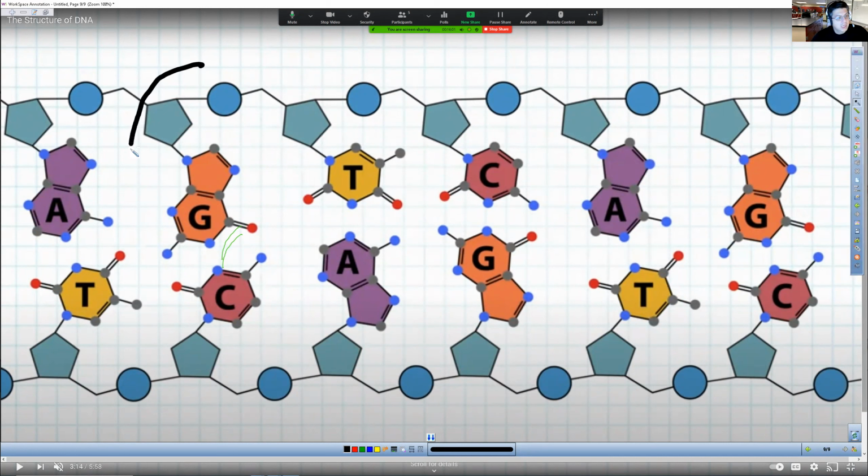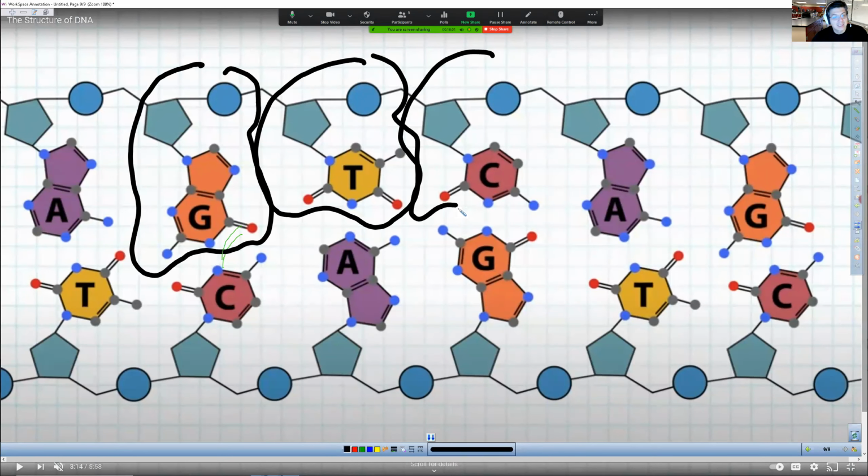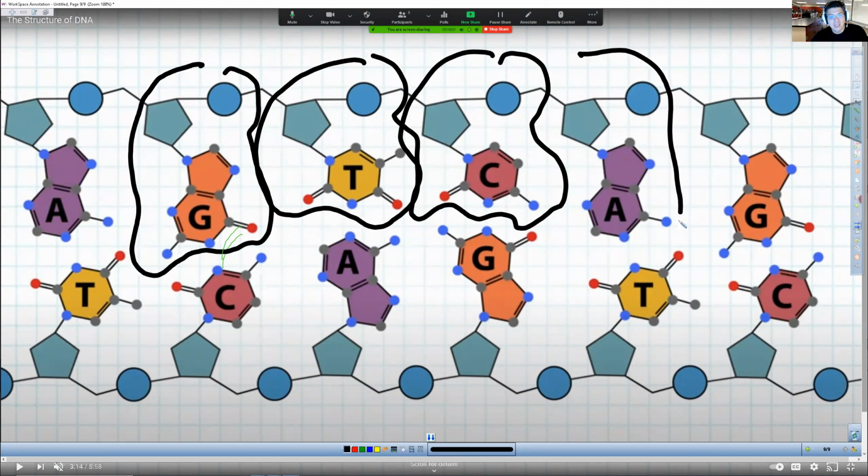So this nucleotide here has a guanine on it. This nucleotide over here has a thymine on it. When you look at DNA, all it is is a bunch of nucleotides, and the only thing that changes is the nitrogenous base. Got it?